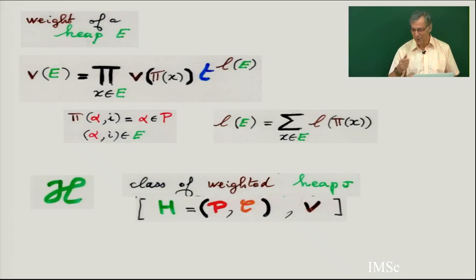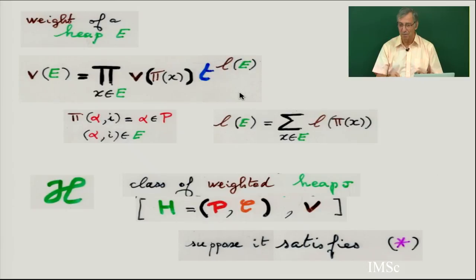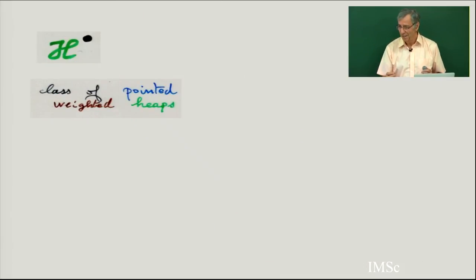So H, I will call this class of weighted heaps, and I suppose it satisfies my condition to be able to write a formal sum, the sum of all the weights of all the heaps. So this will be a class of combinatorial objects. As the abstract class, you see, I have my weighted heaps satisfying the condition star. So with this abstract class, I can take the pointed class, as I have defined before.